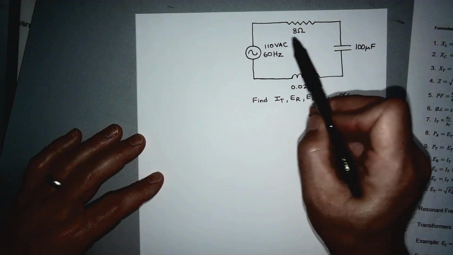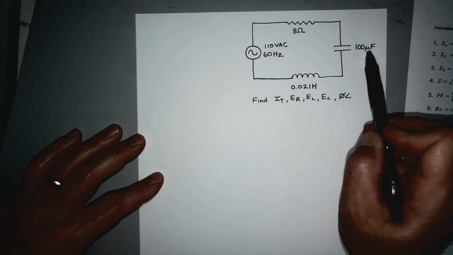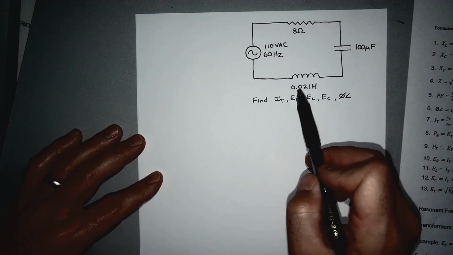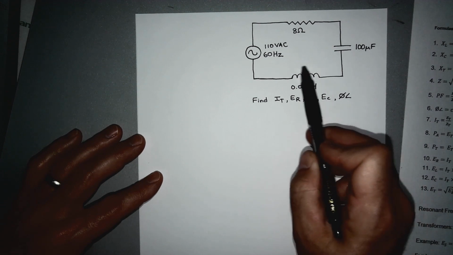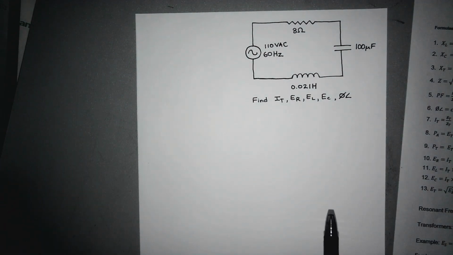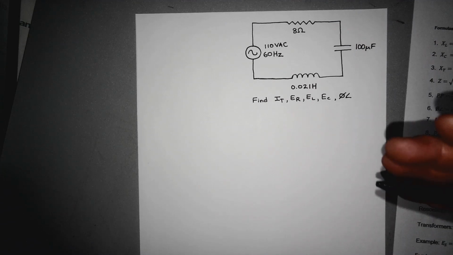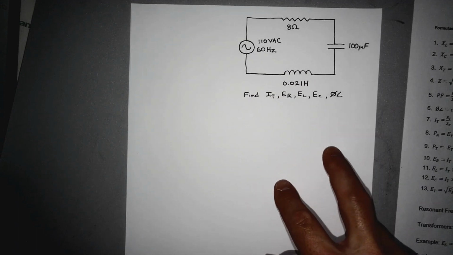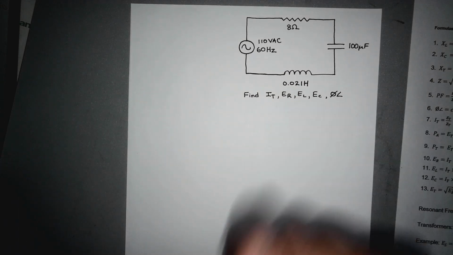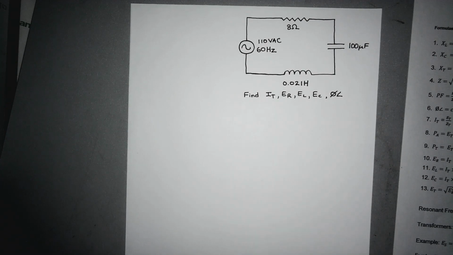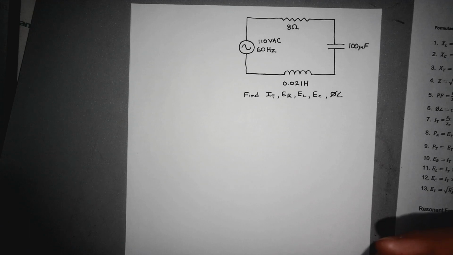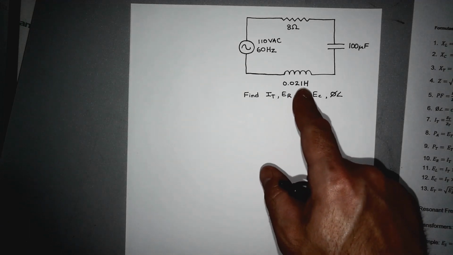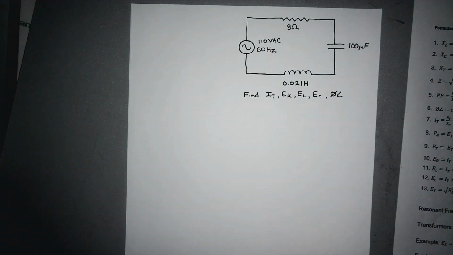We have an 8 ohm resistor, a 100 microfarad capacitor, and a 0.021 Henry inductor. One of the other things that's kind of difficult for students to get their mind wrapped around is the additional units that we're having to deal with. So farads for capacitors, Henrys for inductors. We got this hertz thing going on. If you can memorize that, you can really work through these pretty easily. These just take some studying and some memorization.